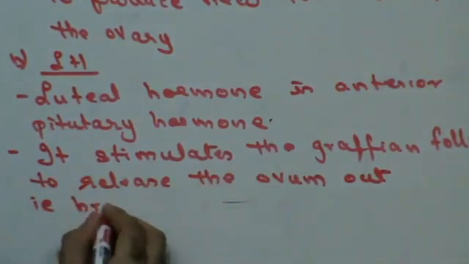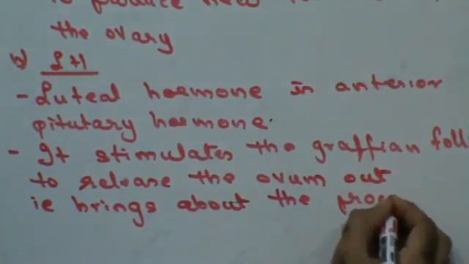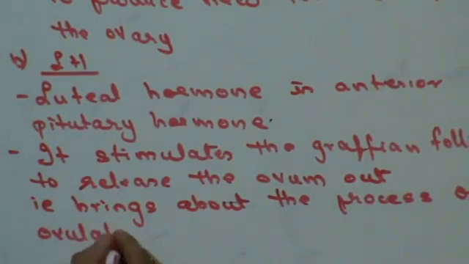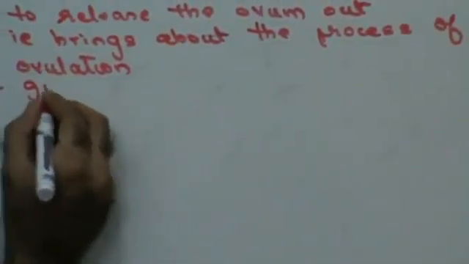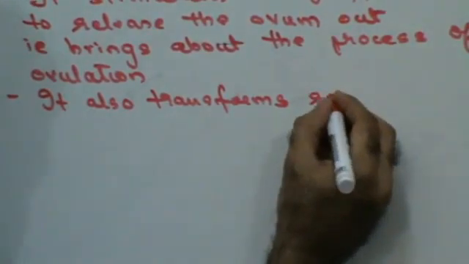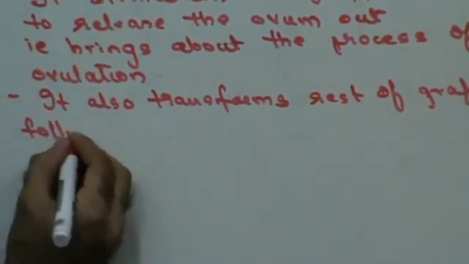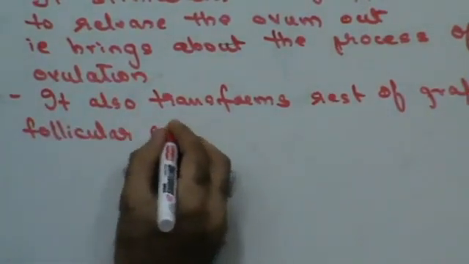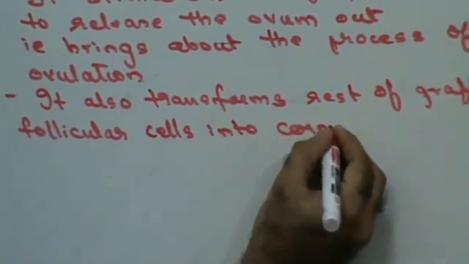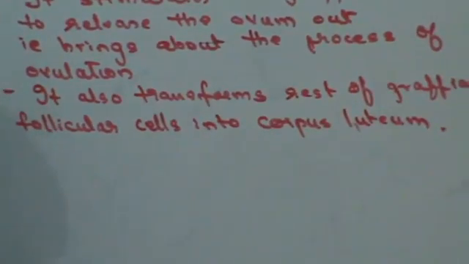That is, it brings about the process of ovulation. Next, it also transforms the rest of the Graafian follicular cells into corpus luteum. So those are the functions of LH.